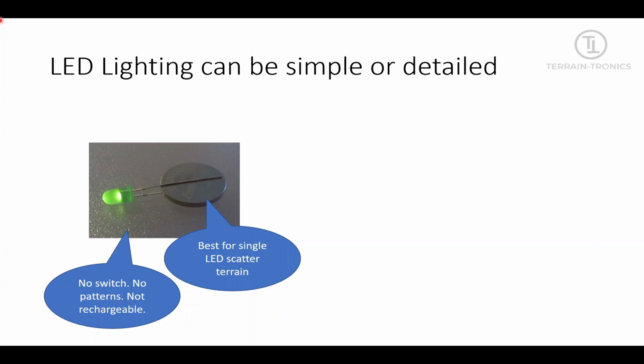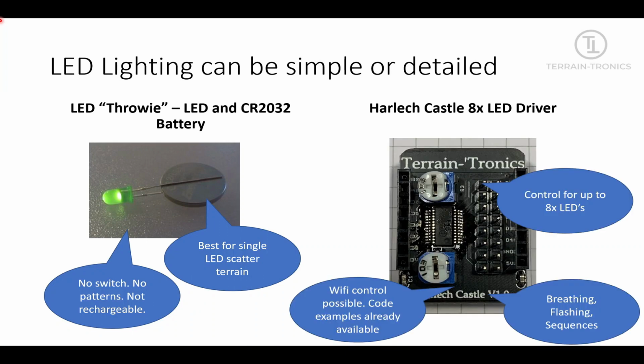Now, if you want to do something a little bit more complex, you can use something like the Harlech Castle 8X LED driver. So this can drive 8 LEDs with Wi-Fi control in some cases, or not if you want to keep the code simple. And you can do breathing, flashing, and sequences. Like the light strip that you saw, and so the landing strip that you saw, and so on.